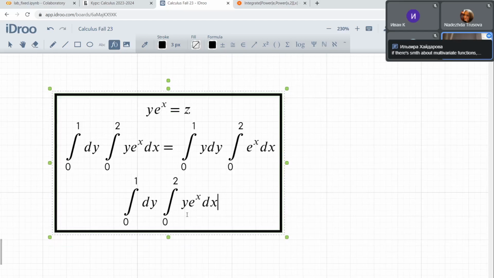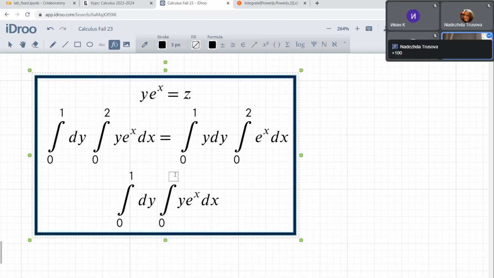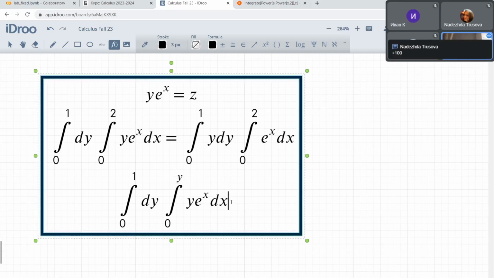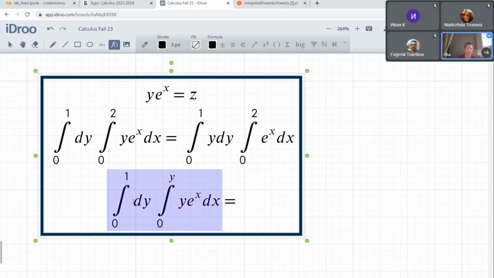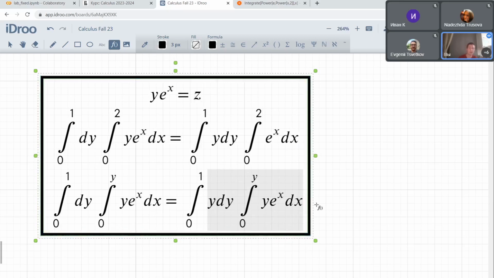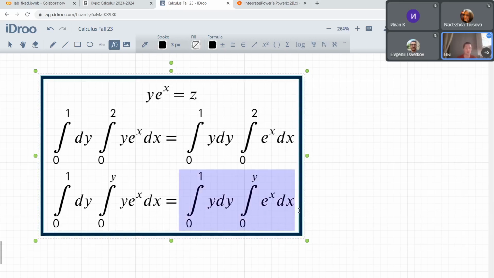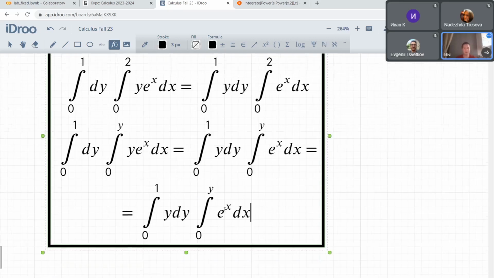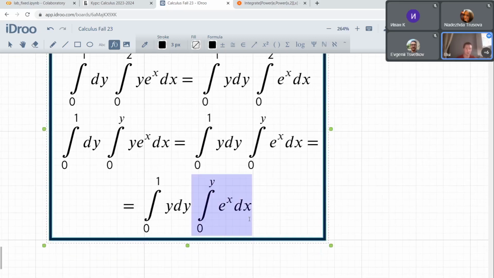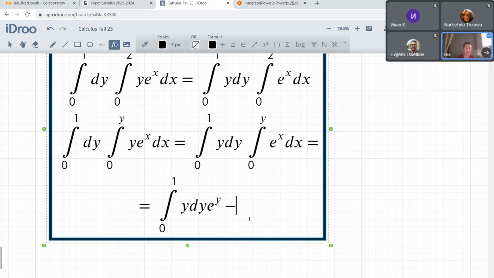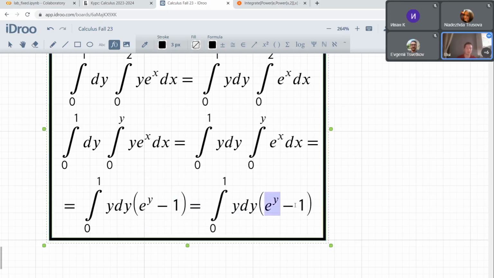Sometimes life can be a little more tricky, and sometimes your boundaries depend on your external variable. For example, here you can see that we can take y outside the integral, and the value of this integral equals e to the y minus 1, because that's e to the 0. And now you can compute another, more complicated integral.